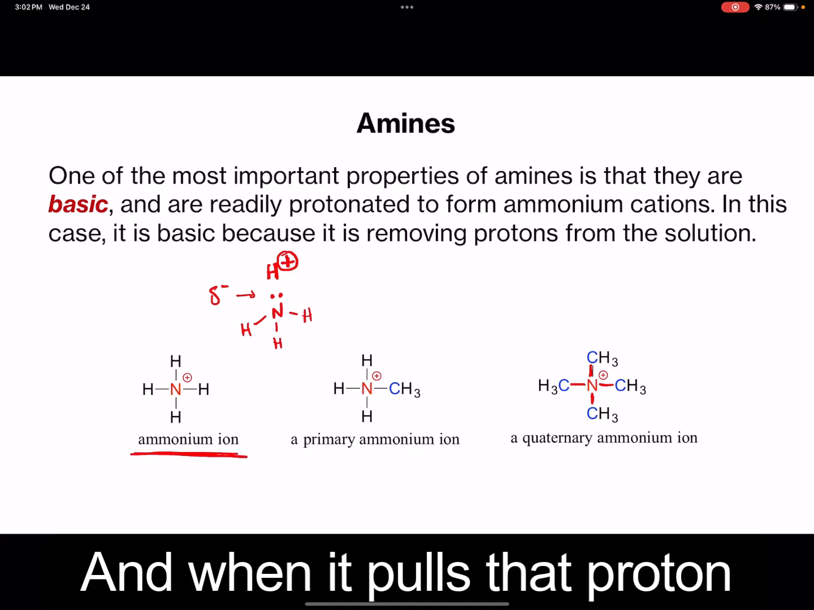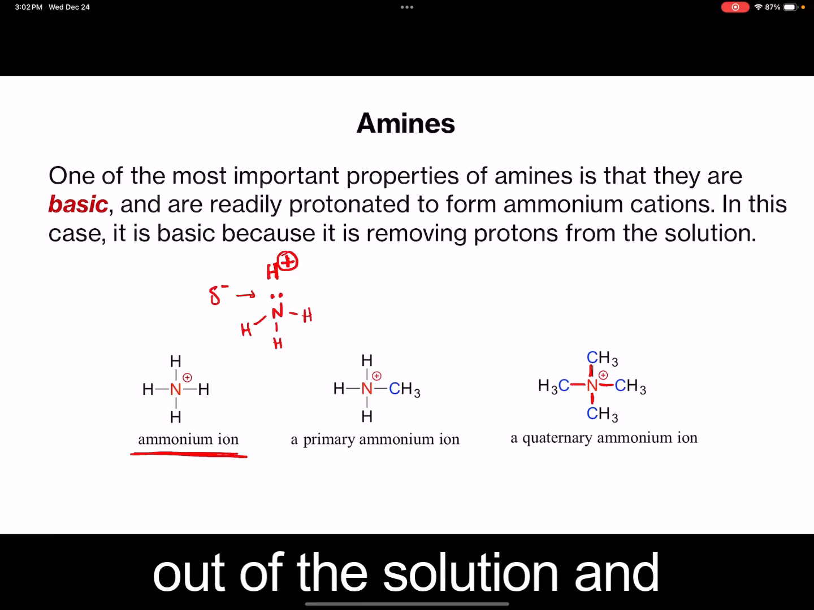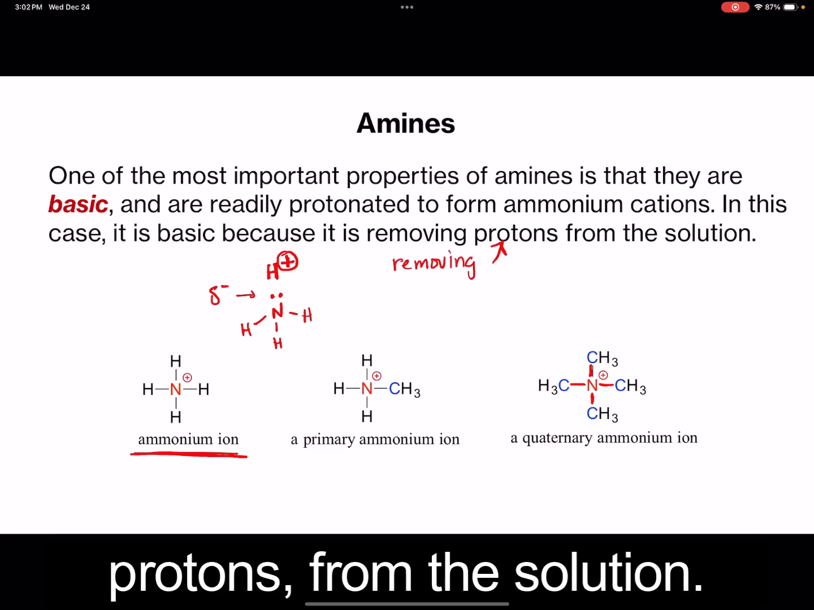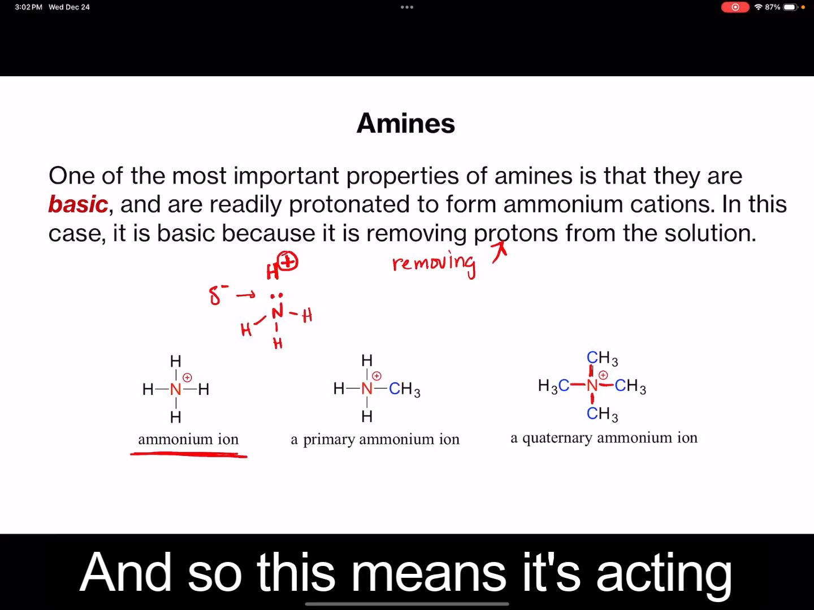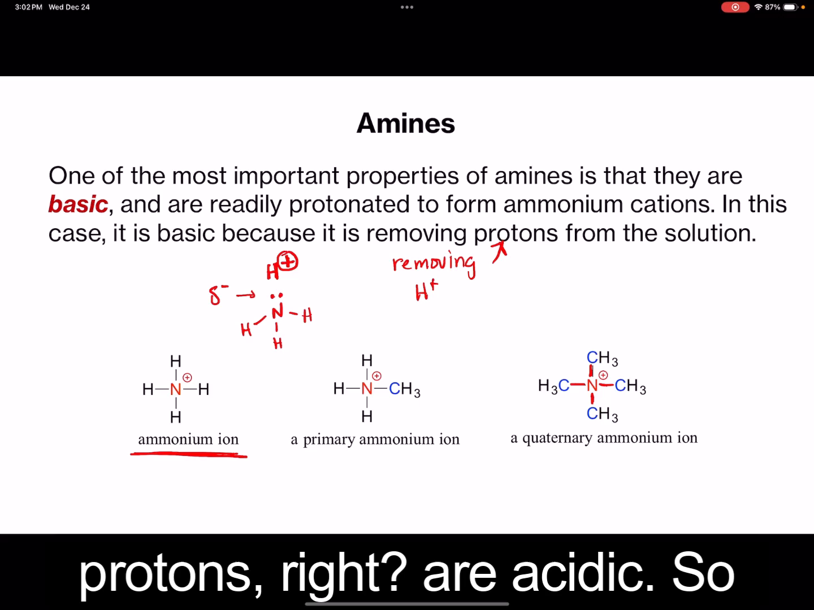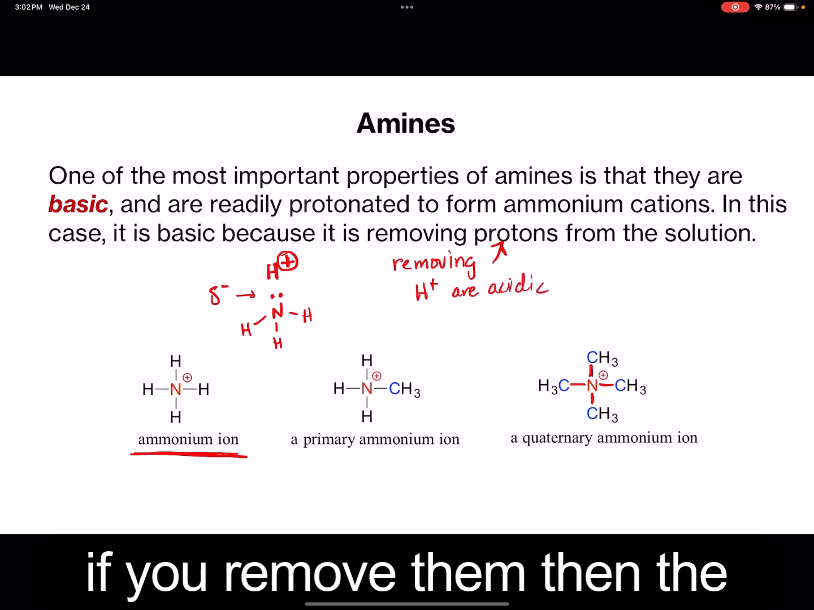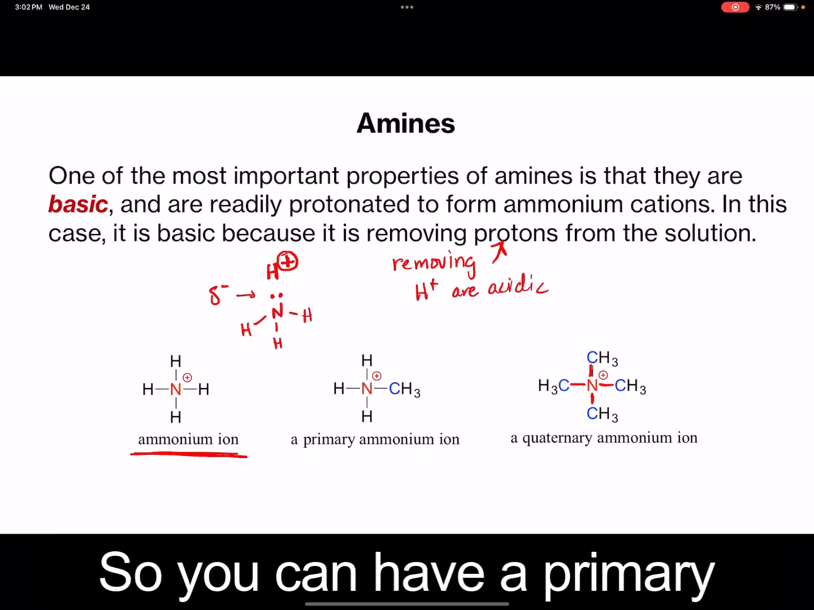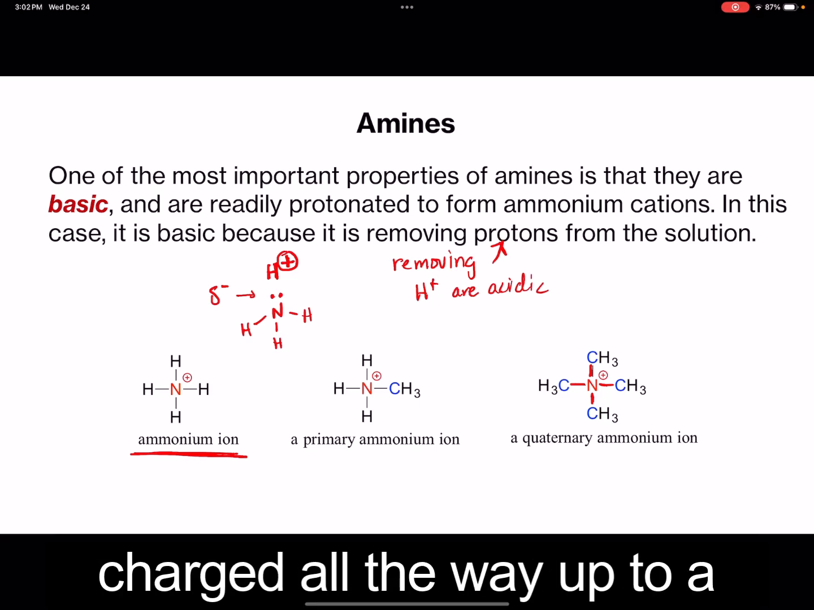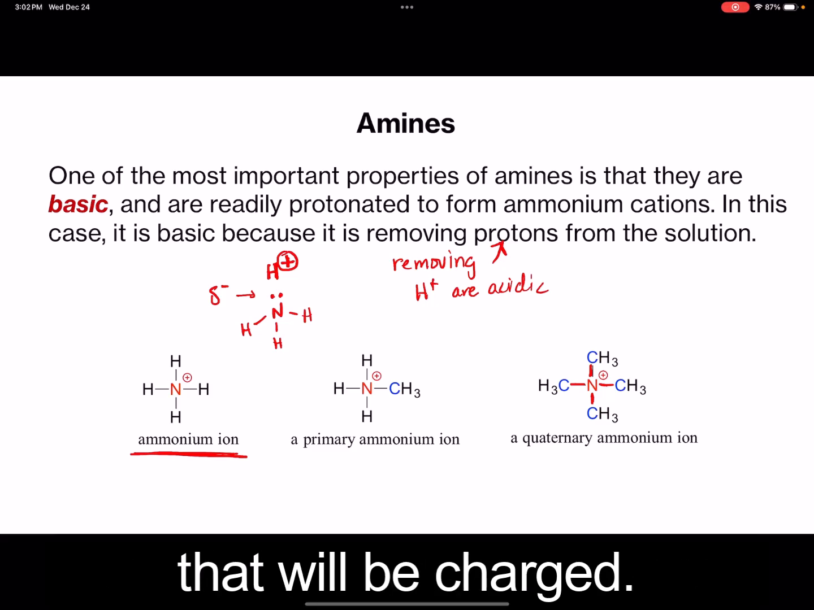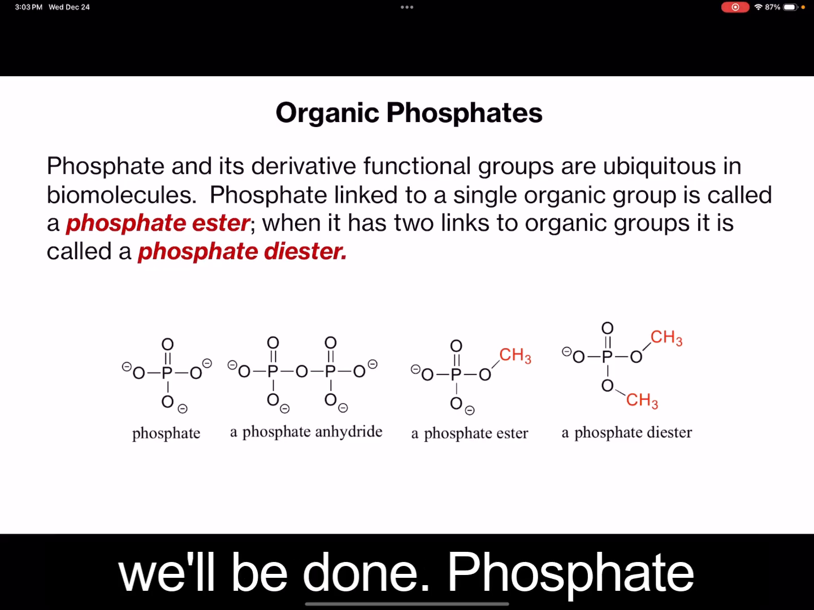When it pulls that proton out of the solution and associates it with the nitrogen, it's removing protons from the solution. This means it's acting as a base, because the protons are acidic. So if you remove them, then the solution is less acidic. You can have a primary ammonium ion that's charged all the way up to a quaternary ammonium ion that will be charged. Okay, just a few more and then we'll be done.